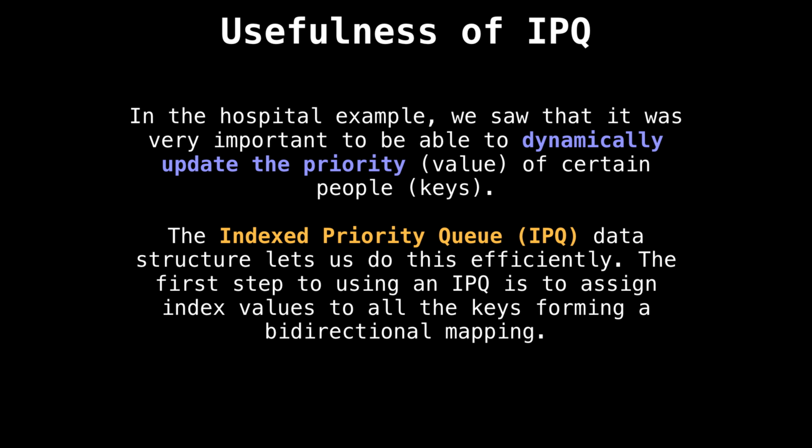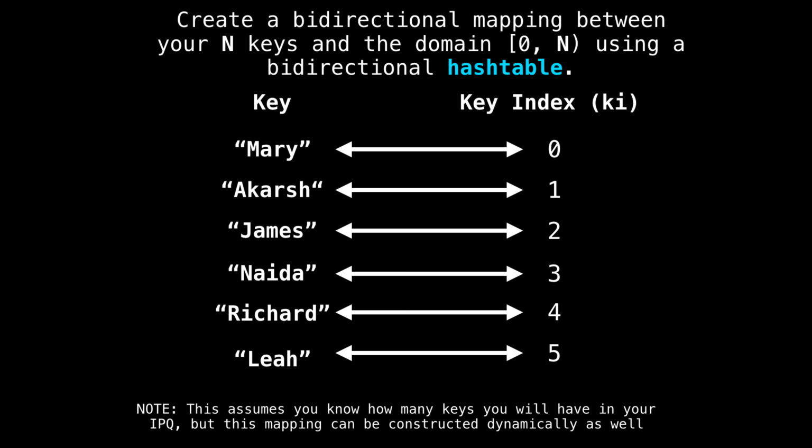The first step to using an index priority queue is to assign index values to all the keys, thus forming a bidirectional mapping. If we use an index priority queue to track who should get served next in our hospital, we need to assign each person a unique key index value between 0 and n non-inclusive. Note that this mapping is intended to be bidirectional, so I would advise using a bidirectional hash table to be able to flip back and forth between the key and its key index. Basically, any operation on the index priority queue will require the associated key index of a particular key.